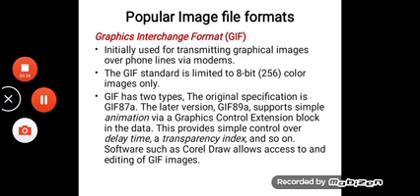Then GIF has two types. The original specification was GIF 87a, and the later version was GIF 89a, which supports simple animation via a Graphic Control Extension block of data, and which provides simple control over delay time, a transparency index, and so on. Software such as CorelDRAW allows access to and editing of GIF images.